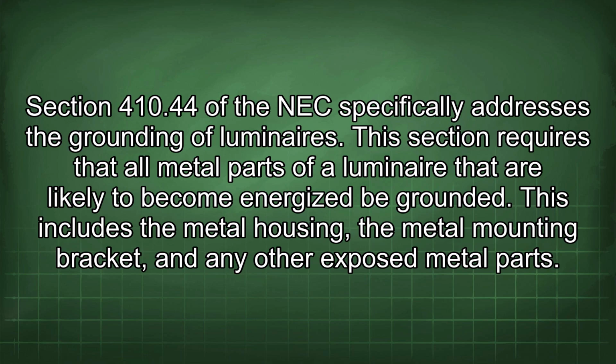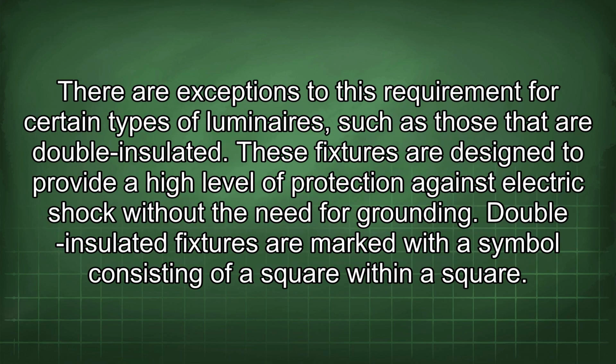This section requires that all metal parts of a luminaire that are likely to become energized be grounded. This includes the metal housing, the metal mounting bracket, and any other exposed metal parts. There are exceptions to this requirement for certain types of luminaires, such as those that are double insulated. These fixtures are designed to provide a high level of protection against electric shock without the need for grounding.